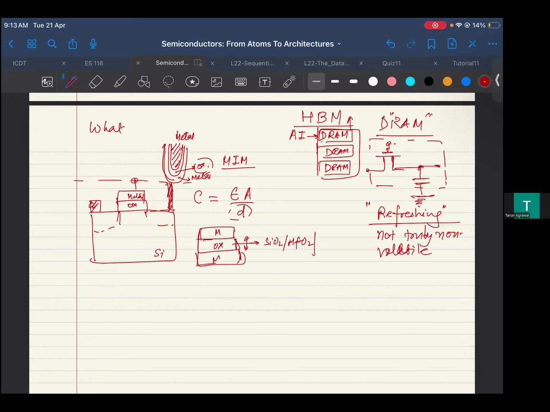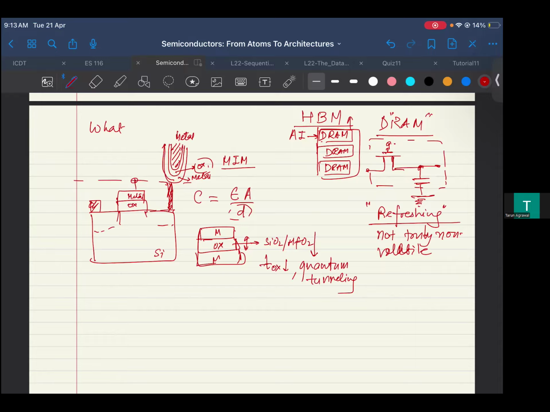And the reason is that if T dielectric or T_ox goes down, quantum tunneling becomes a problem, and you don't want any leakage in your capacitor. You don't want a leaky capacitor. So oxide thickness is one key criterion which you cannot reduce as you want.